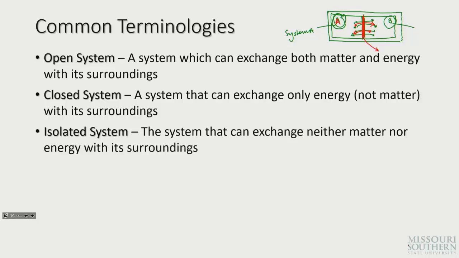Isolated system. An isolated system is the system in which neither matter nor energy can escape the system. Okay, or enter the system, not just escape, but it also cannot enter the system. So there is no exchange of matter or energy between the system and surrounding.